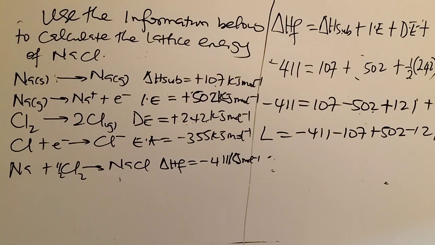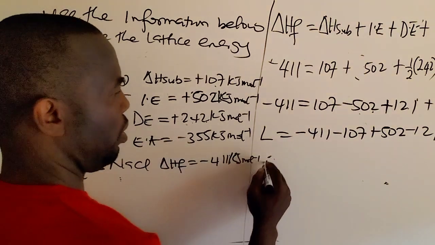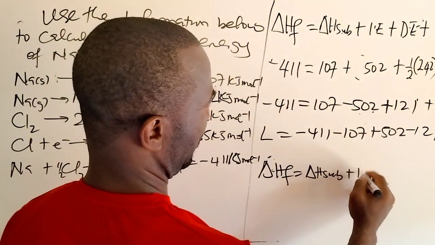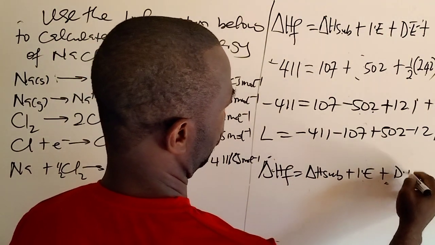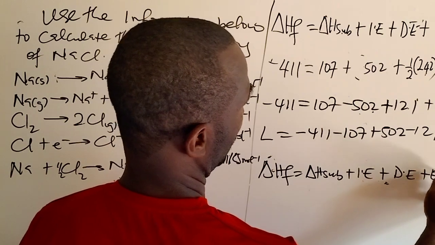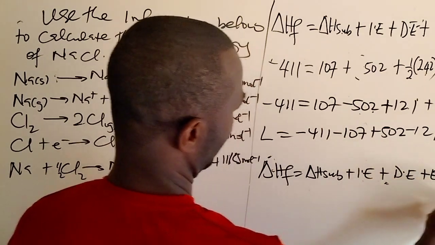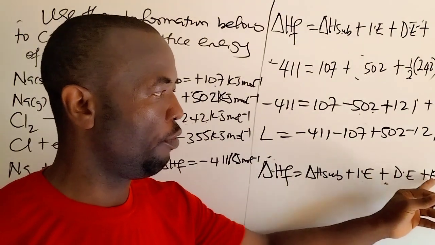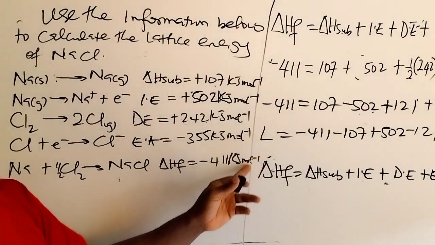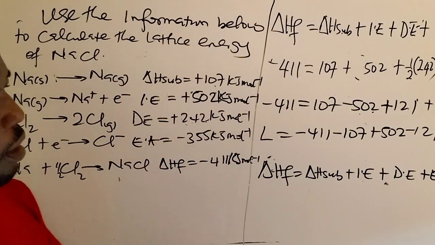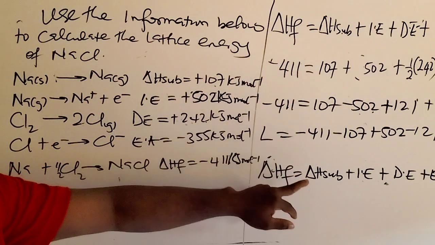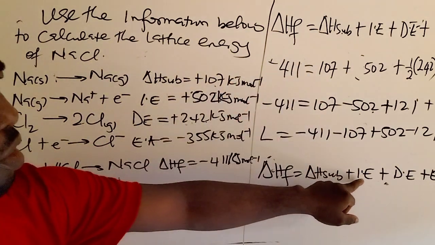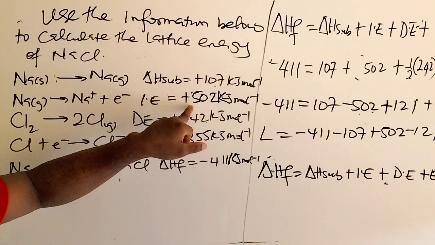So the enthalpy of formation becomes enthalpy of sublimation plus IE plus dissociation energy plus electron affinity, then plus lattice energy. So 5 energies are involved in this step: 1, 2, 3, 4, 5. All of them will give you the enthalpy of formation. So let's substitute again. Enthalpy of formation is minus 411. Enthalpy of sublimation is 107, given to you here. Ionization energy is 502, no longer negative, it is positive.